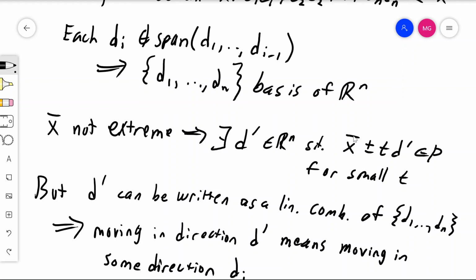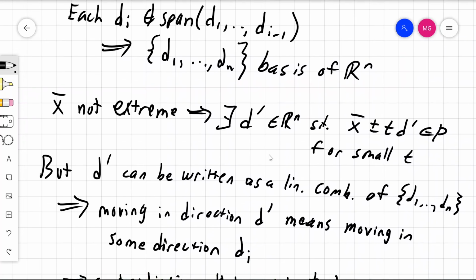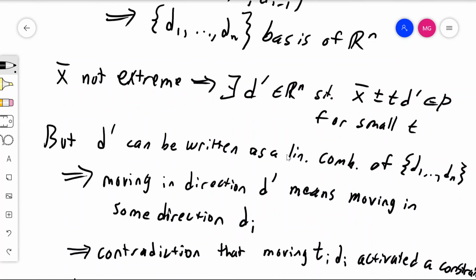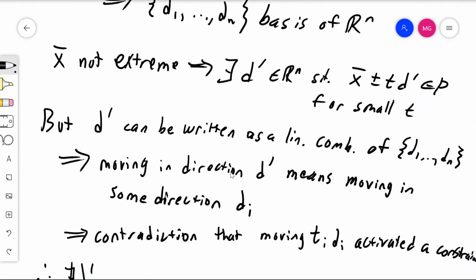So we have x bar, which is that overall point now, plus or minus t d prime, the perturbation in the direction of d prime for small t. So we have to be able to do that. But the problem is that d prime could be written as a linear combination of d1 to dn, because the d1 to dn form a basis. So that means that moving in direction d prime corresponds to moving in some direction di by some non-zero amount.